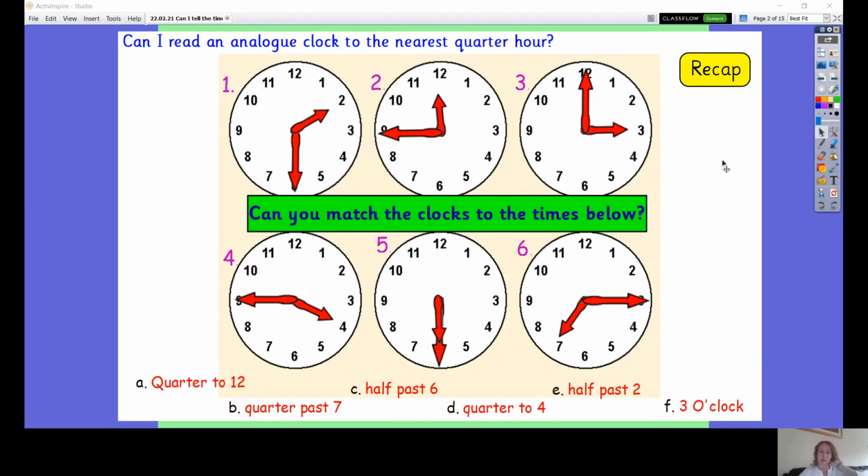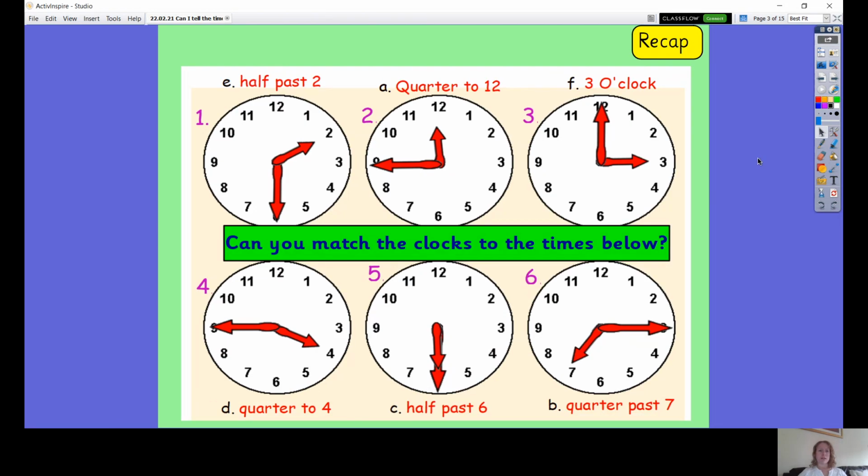Can I read an analog clock to the nearest quarter of an hour? The clocks are here and the times are along the bottom. Can you match the numbers with the times for me? Pause here and have a try at that. Okay, if we move on, we can have a look at our answers.